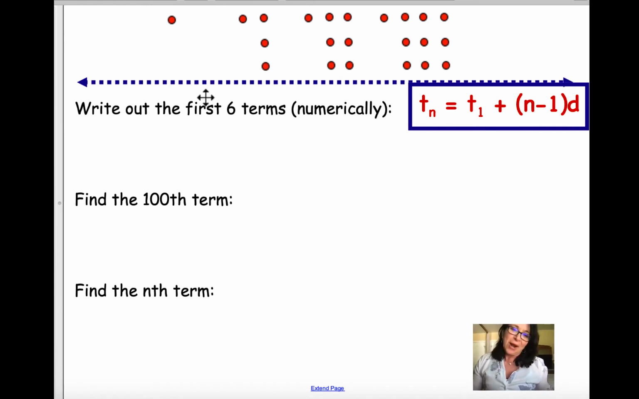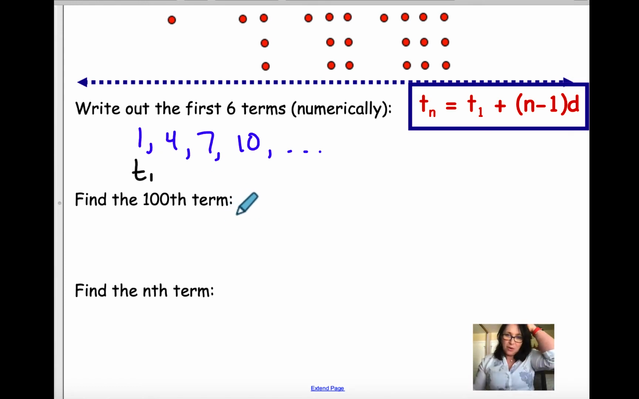Okay, write out the first 6 terms. So numerically, my first term is just 1 dot. And then the second term has 1, 2, 3, 4 dots. The third term, 1, 2, 3, 4, 5, 6, 7 dots. And then we have 1, 2, 3, 4, 5, 6, 7, 8, 9, 10 dots. And of course, this would go on. So first term, t of 1 is 1.